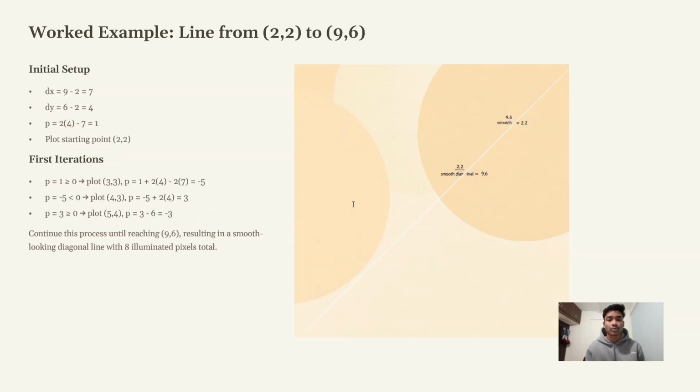Let's understand this through an example. We want to draw a line from 2, 2 to 9, 6. We calculate dx equals 7 and dy equals 4. Then we compute p equals 1. Since p is greater than 0, our next pixel becomes 3, 3. Then we update p and repeat the process. By doing these step by step, we eventually reach 9, 6, and the line looks perfectly smooth at pixel level.